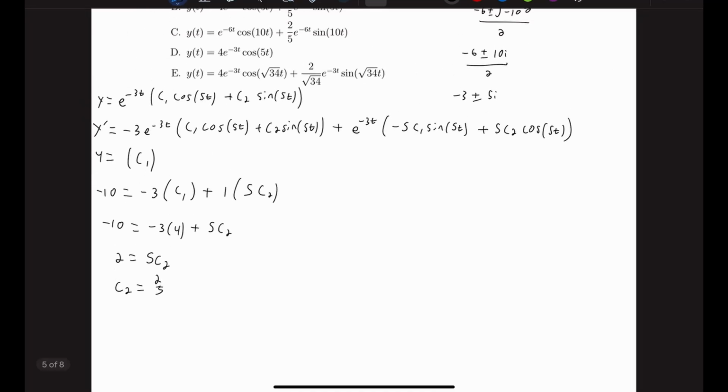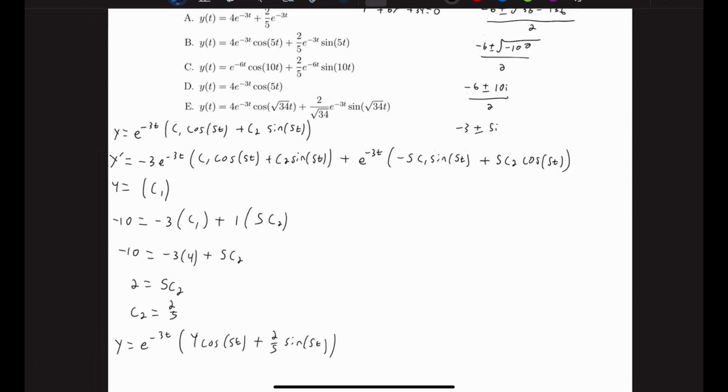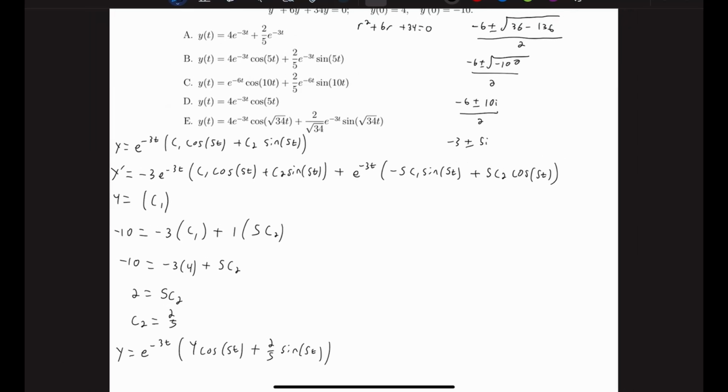Now we need to write our actual y equation, so we come back up to our regular y, and we just plug in our c terms that we found. So y equals e to the negative 3t times c1 we found was 4. So 4 cosine 5t plus 2/5 sine of 5t. And now let's go see which answer choice matches that. Looks like they just multiplied out in answer choice B, but that matches. So our answer here is choice B.